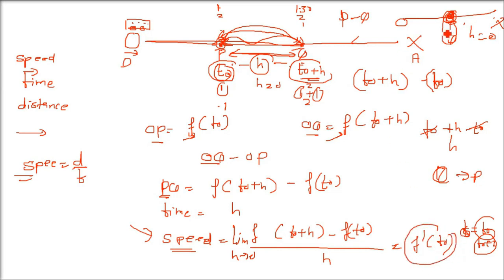So this f dash t0 is nothing but the limit as h tends to 0 of [f(t0 plus h) minus f(t0)] by h. This is the derivative. Now I'll give you a proper example. This was just to make you understand. Now let us take the actual problem.